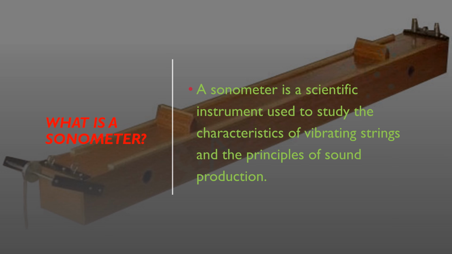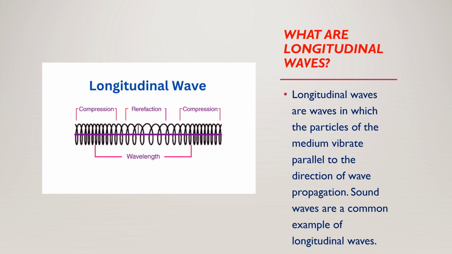What is a sonometer? A sonometer is a scientific instrument used to study the characteristics of vibrating strings and the principles of sound production. What are longitudinal waves? Longitudinal waves are waves in which particles of medium vibrate parallel to the direction of wave propagation. Sound waves are a common example of longitudinal waves.